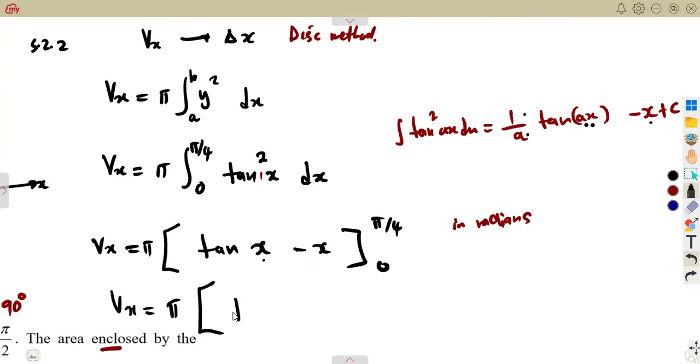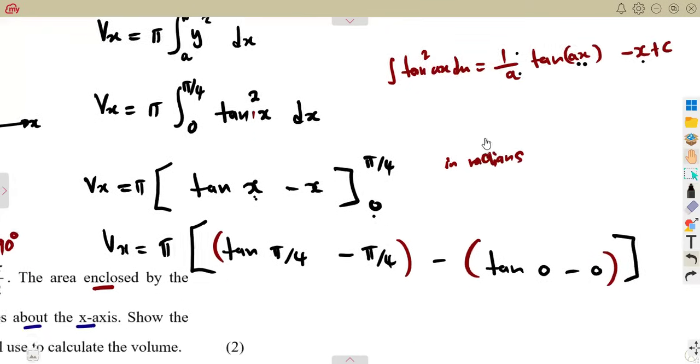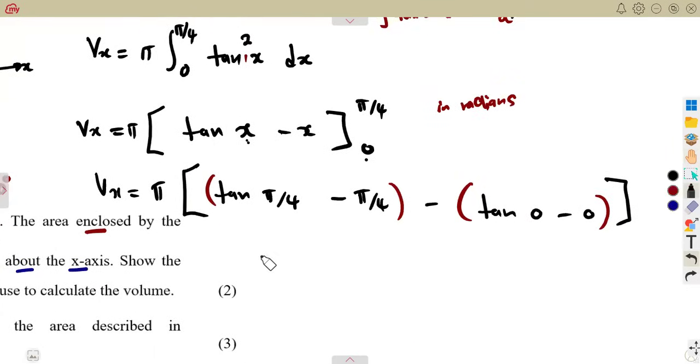So let's substitute the upper limit. Tan pi over 4, in place of x, that is pi over 4. So this is for our upper limit, minus what we are having on the lower limit. In place of x, we're going to substitute a 0. That's tan of 0 minus 0, like this. So that was going to be our lower limit. So that is how these questions sometimes might be given, and all you just need is to substitute and so on. So you're going to simplify this.